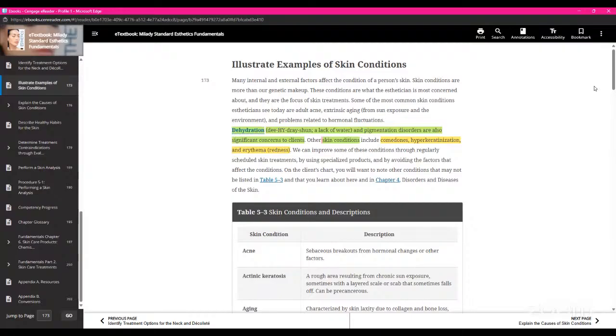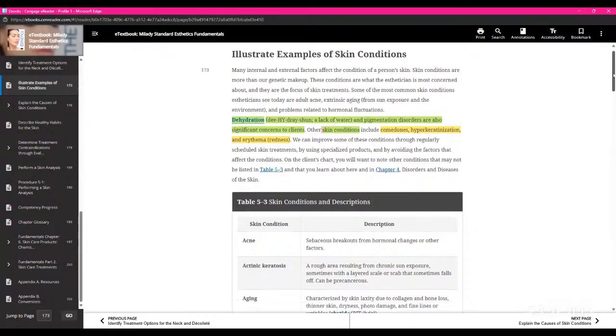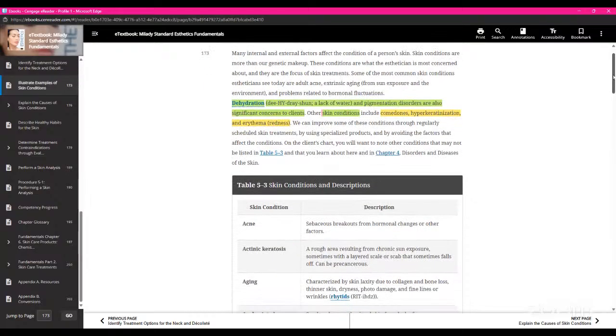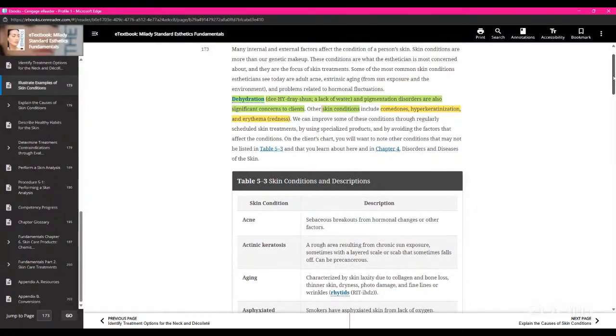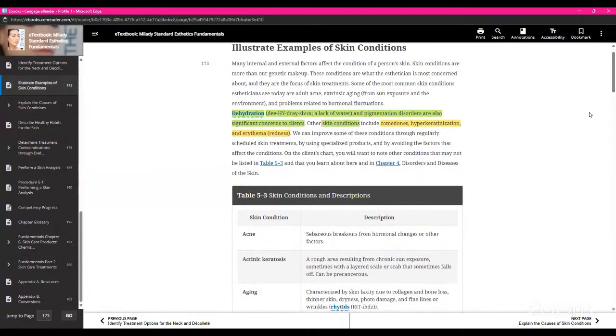All right, as we begin to move on, let's look at examples of skin conditions. When we looked at these skin conditions and descriptions, I wanted you to really focus on these, I think it was last week, because this is what you're going to see all the time. I told you I'm a stickler for case studies. You're going to see clients come in with these issues. If you didn't have clients come in with these issues, you really wouldn't have a job.